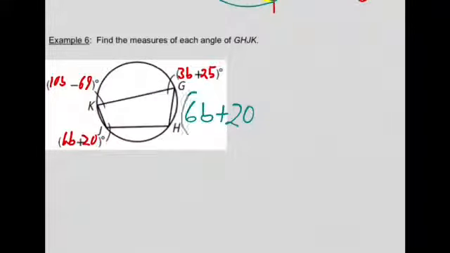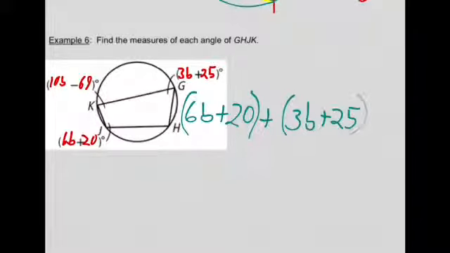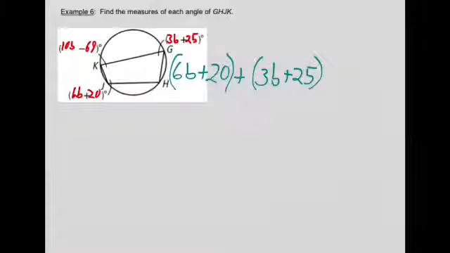6b plus 20 plus 3b plus 25, and do what? Equals 180. Excellent. Because I know that those two angles are supplementary, right? And then once I find b, I can plug it into here. What happens when I find this angle? I can find the other angle. Cynthia, how do I find h? Subtract k from 180, and then I get h. Good.